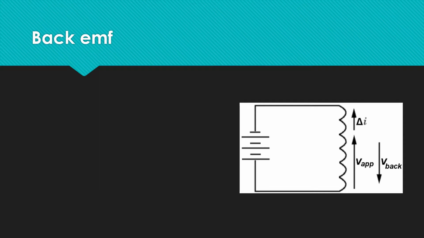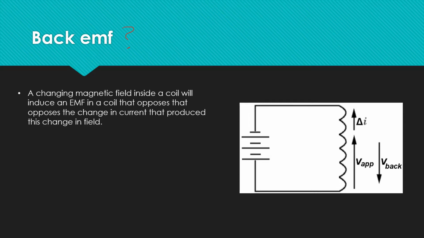What is back EMF? Back EMF is when a changing magnetic field inside a coil will induce an EMF in that coil that opposes the change in current that produced this change in magnetic field, and therefore is in the opposite direction to the applied voltage.